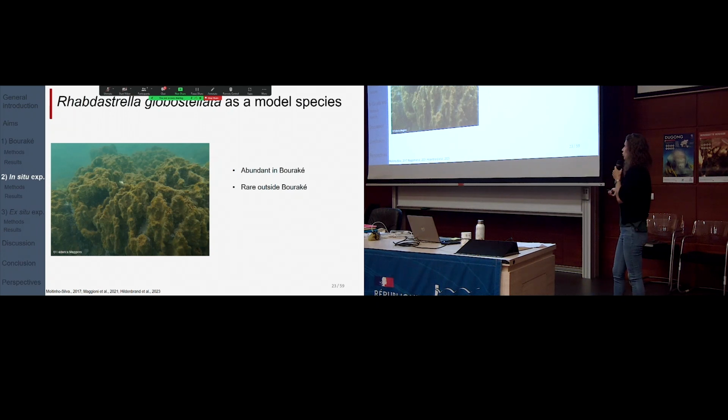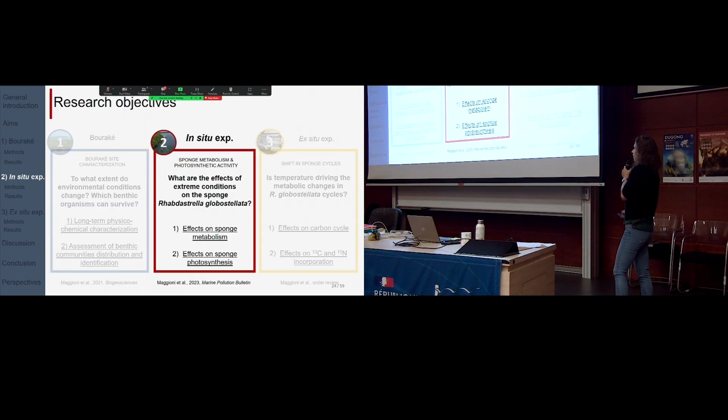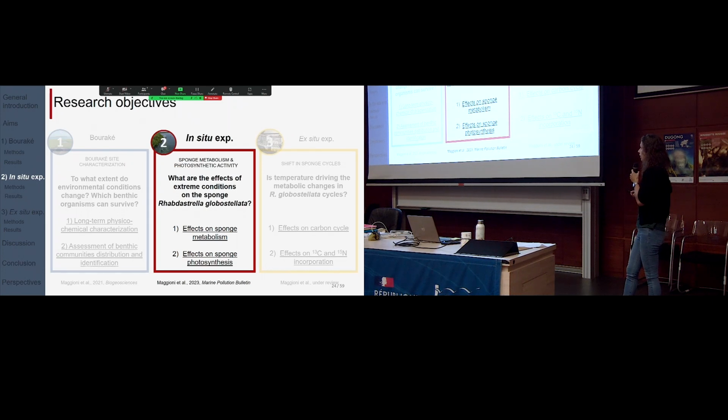This sponge is known to be a high microbial abundance sponge, and recent studies also show its ability to take up dissolved organic matter and bacteria from seawater. The aim here was to understand the effect of extreme environmental conditions on the sponge Rhabdastrella, with particular attention on sponge metabolism and photosynthetic activity.